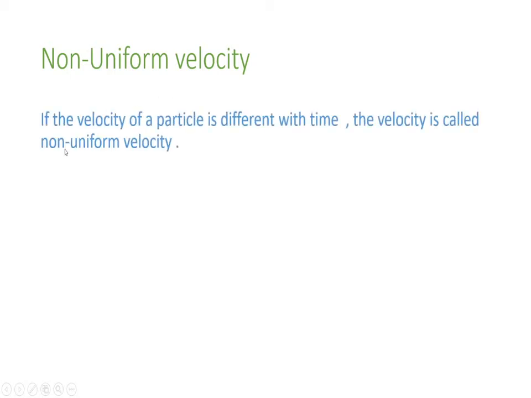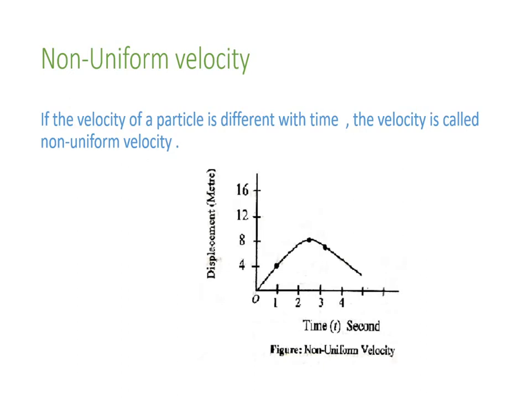Now I discuss non-uniform velocity. If the velocity of a particle is different with time, the velocity is called non-uniform velocity. Now let's see a figure. Here, a particle crosses 4 meters in the first second. Here the particle does not cover the same distance in the same time. Therefore, the velocity will be non-uniform velocity. Here, this curve represents a non-uniform velocity. But as you know, another name for non-uniform velocity is variable velocity.